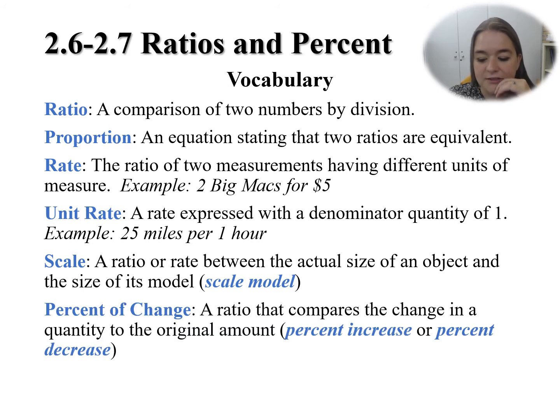Percent of change is a ratio that compares the change in a quantity to its original amount. So it can be an increase or a decrease. We're going to talk about some examples here, but things like sales tax, which Montana kids are not as familiar with, or tipping on a restaurant bill, those are things that increase, so those are percents of increase. Or if you have things like a sale price on an object, that would be a percent of decrease.